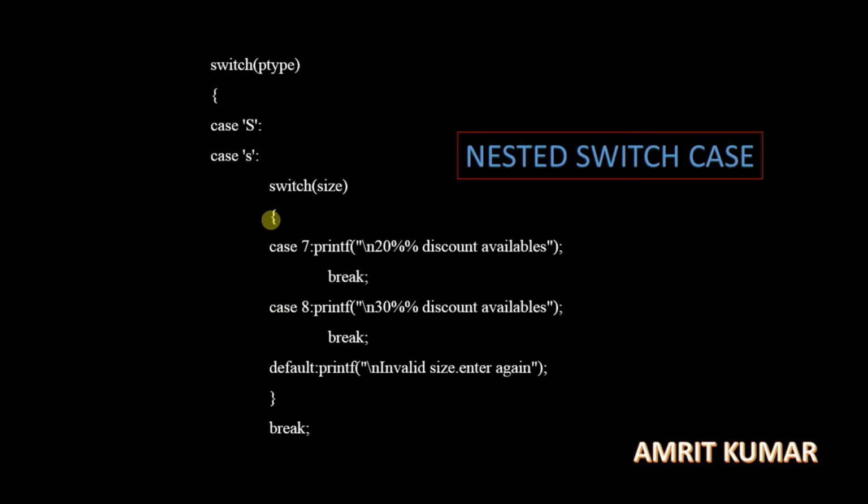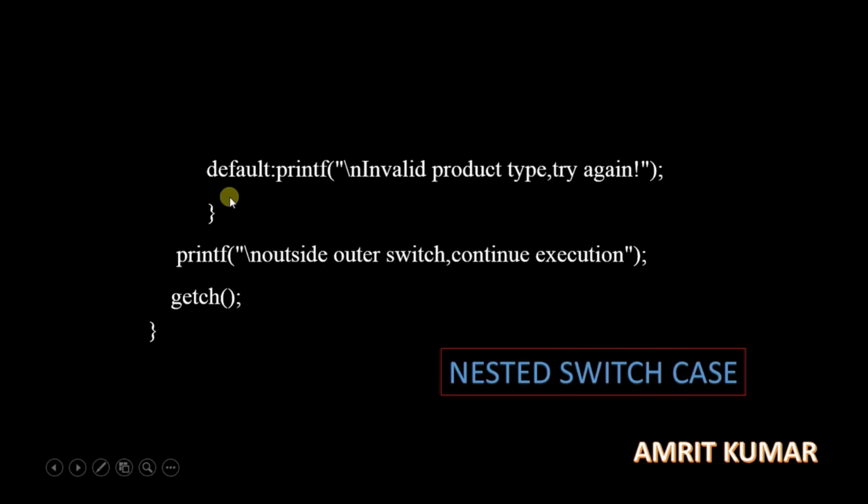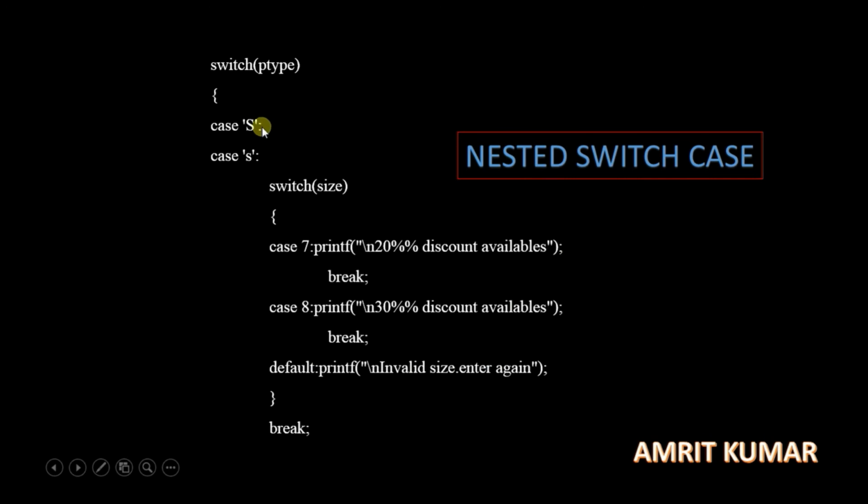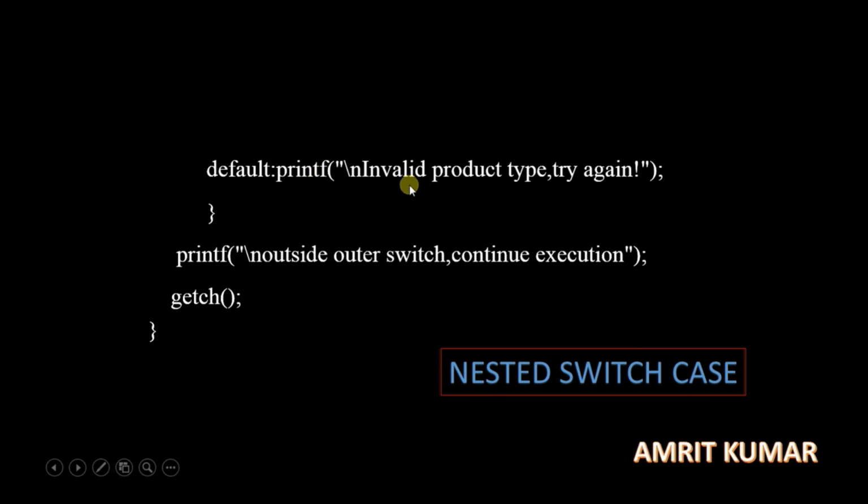Otherwise, in any other case, if the user has pressed 5, 1, 2, other than 7 or 8, then the default invalid size entered again is going to execute. Then after this statement executes, break, and otherwise we have the default value, because the user has not given us the right product type. The user has given something other than capital S or small s. Therefore, a default message will be displayed on the screen of the C language, that is invalid product type.